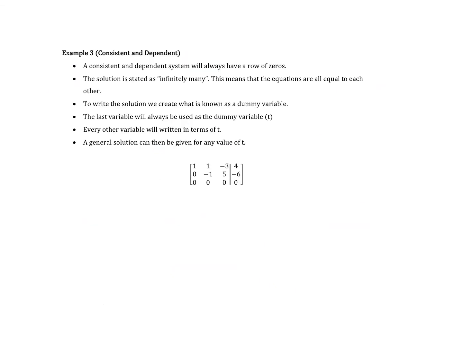This next type of system that we're going to talk about is what we call a consistent and dependent system. It's consistent because you're going to get a solution, but it's dependent because your solution is actually dependent upon whatever value you give for the variable. This happens because all three of your equations are the exact same equations. And you always see a row of zeros.